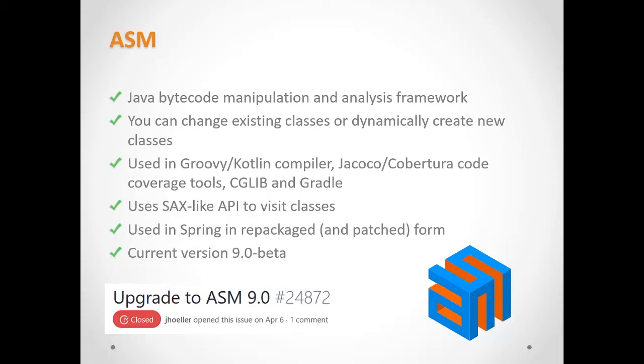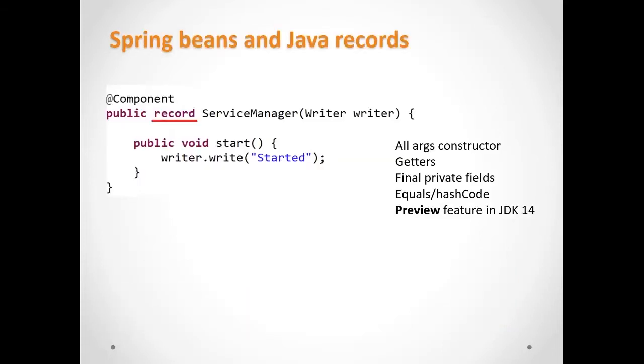And Spring uses a very interesting approach here. It doesn't use ASM as a dependency, like a Maven dependency, but it repackages and patches ASM in its distribution. Why is that? Because ASM can change very often, and Spring just wants to add more stability in its code. Currently it uses ASM 7, but there is also a feature request to upgrade to ASM 9.